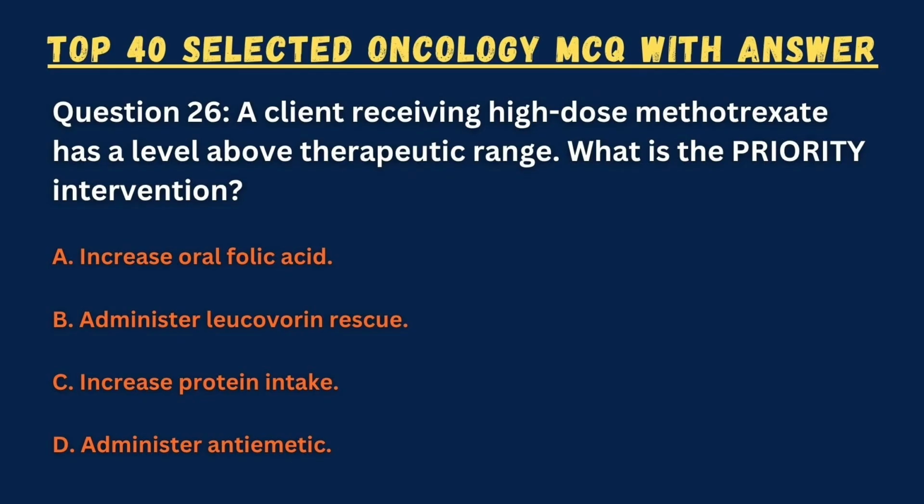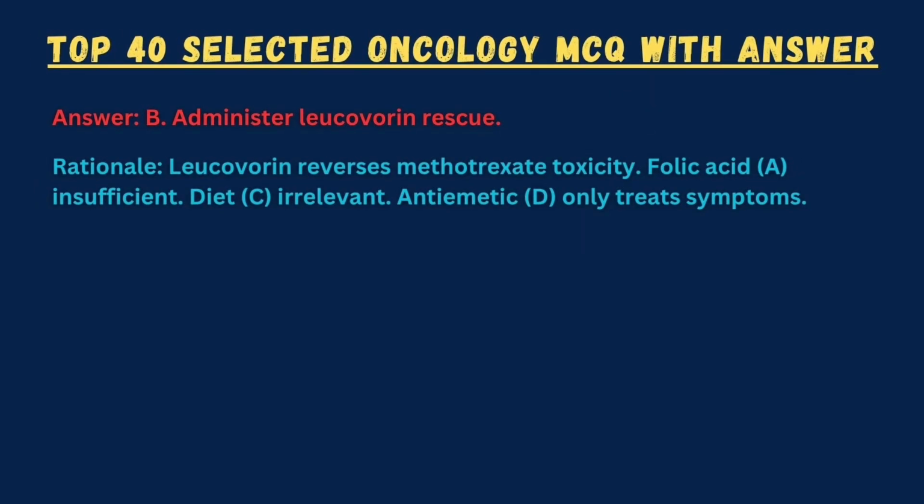Question 26. A client receiving high-dose methotrexate has a level above therapeutic range. What is the priority intervention? A. Increase oral folic acid. B. Administer leucovorin rescue. C. Increase protein intake. D. Administer antiemetic. Answer: B. Administer leucovorin rescue. Rationale: leucovorin reverses methotrexate toxicity. Folic acid: A. Insufficient. Diet: C. Irrelevant. Antiemetic: D. Only treats symptoms.